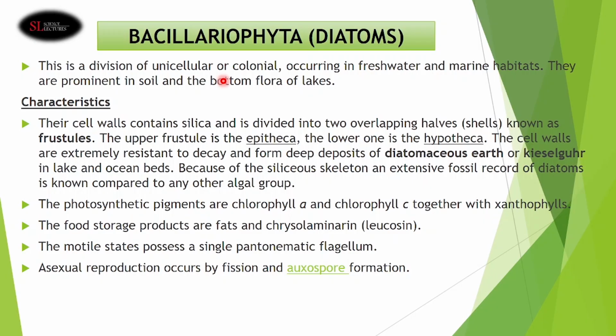And their cell wall is made up of two overlapping halves or shells known as frustules. Then the frustules are divided into two, the upper part and the lower one. The upper part is what we call the epitheca, and the lower part is what we call the hypotheca. Then their cell walls are resistant to decay, and they form deposits of diatomaceous earth, or what we call kiesilga, which is found in lakes and ocean beds.